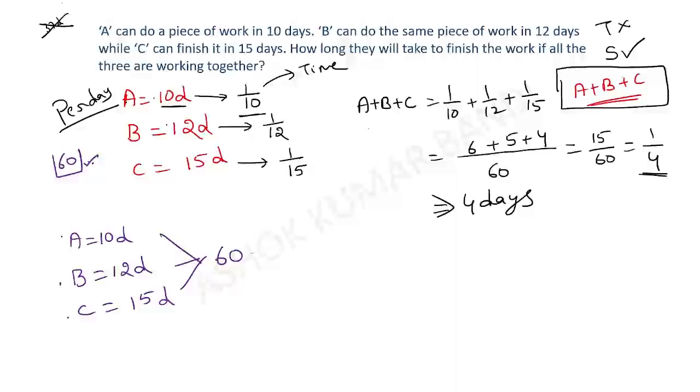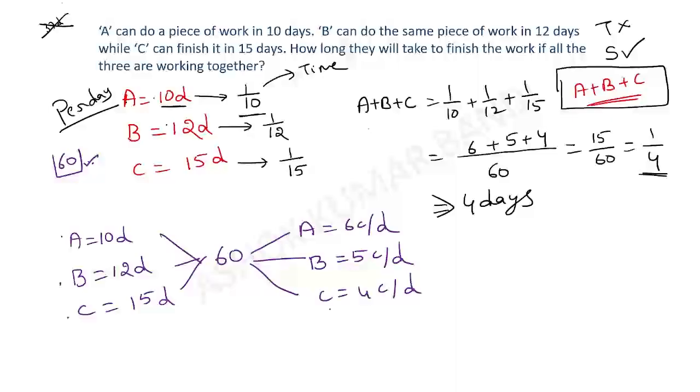Okay, so what we are going to do here is find out the speeds. If A can finish 60 chocolates in 10 days, he can eat 6 chocolates per day. Similarly, if B can eat 60 chocolates in 12 days, he can eat 5 chocolates in one day. Similarly for C, this is going to be 4 chocolates per day.